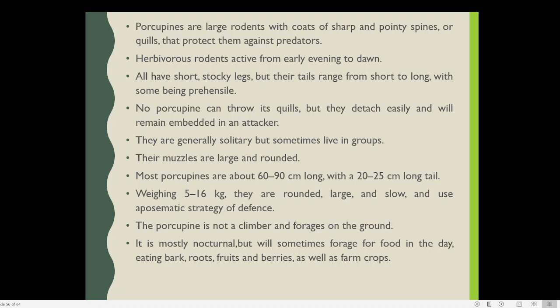Not so small, up to the size of a small dog, with a 20 to 25 centimeter long tail. The tail also is nearly 1 foot in length, and their weight is around 5 kilograms to 16 kilograms, and they are rounded, large and slow, and use an aposematic strategy. I will tell you how this aposematic strategy actually works.